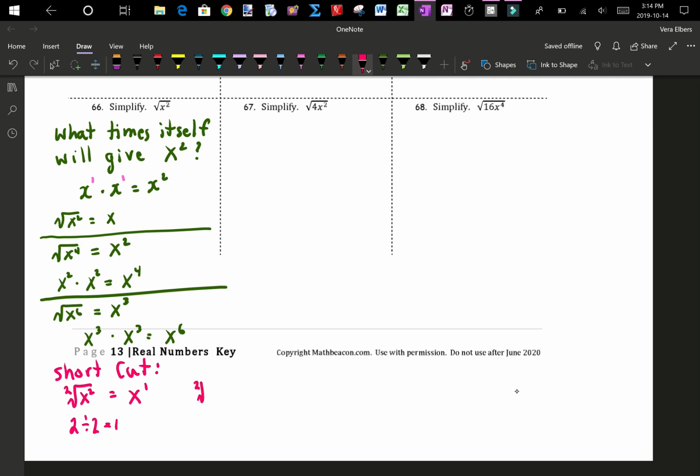Okay, let's take the square root of x to the 4. Same thing: the exponent on the x is 4, divided by the index, which is 2, gives me 2. So my answer is x to the power of 2. And then let's take the square root of x to the 6. Take the power on the x, which is 6, divide it by 2, the index, and you get 3. So your answer is x to the 3. All right, so that should help you do the next few questions.